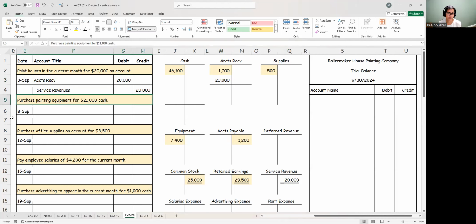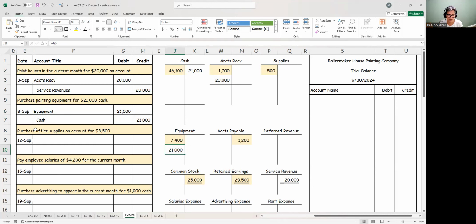The next transaction, I purchased painting equipment for $21,000 cash. So I paid cash, so cash is going to decrease. Cash is credit, it's $21,000. Why did I pay this cash? Because I bought equipment, which is an asset for me. So equipment debit, cash credit. So cash is credited, I'll put that on the credit side. And equipment debit, I'll post into the debit side.